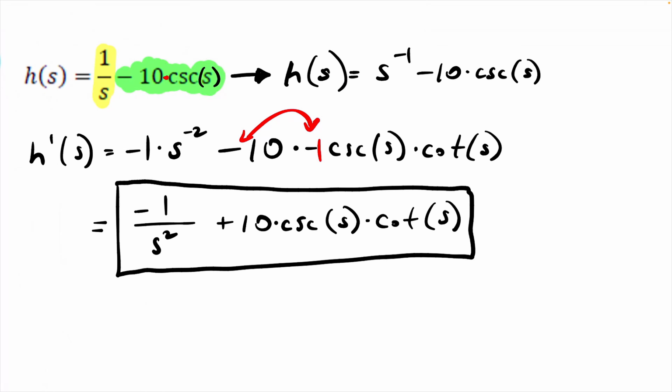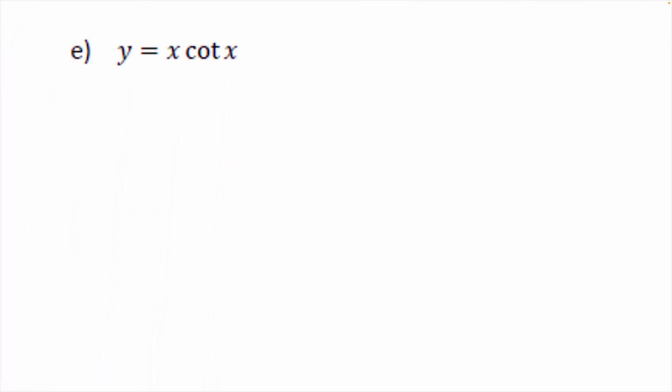Okay. So only use the rules when you need to, especially the quotient rule, because quotient rule is a whole thing. Product rule, not so bad. But quotient rule involves a lot of other parts and stuff that if we don't have to, don't do it. But when you have to, do it.